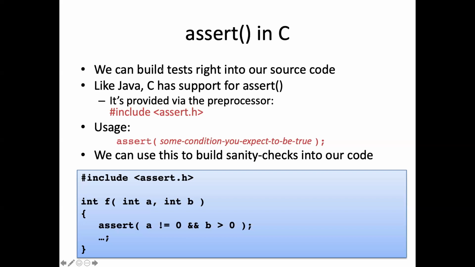And then that lets you, much like you did in Java, put assertions in your code. An assertion looks like this: assert. So if you include this header, you can put in statements that look like this, assert, and then inside parentheses, any condition you want to check, and then a semicolon. So you write this kind of like a function call or a statement in the language.